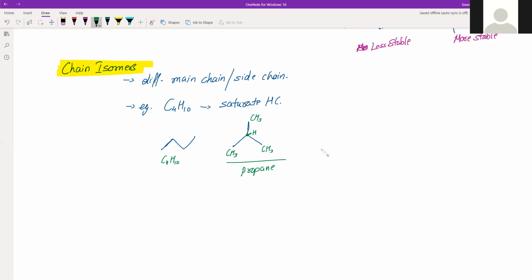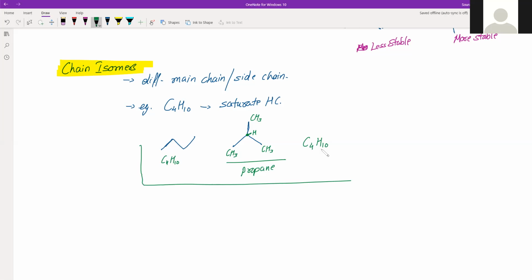There are 4 carbons, and the hydrogens, which we are able to see here, are 3 into 3, 9, plus 1, that is 10. So this is also C4H10, and these two isomers are called chain isomers. The chain length is different. One is of length 4, another is of length 3, right?